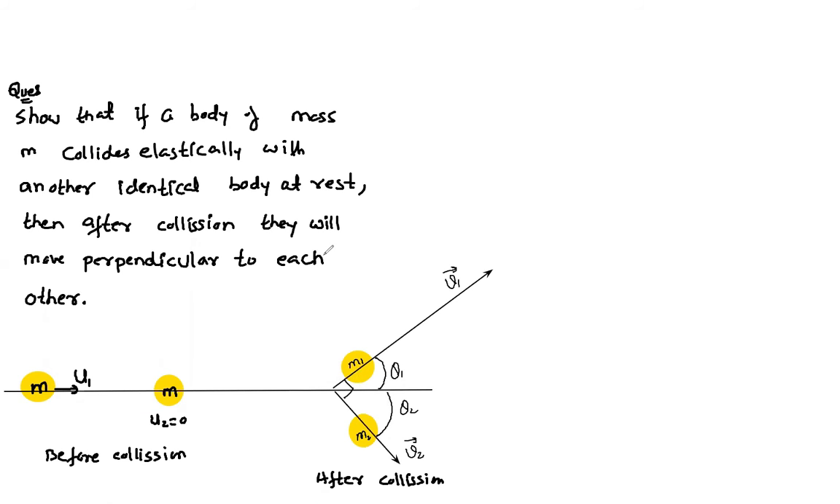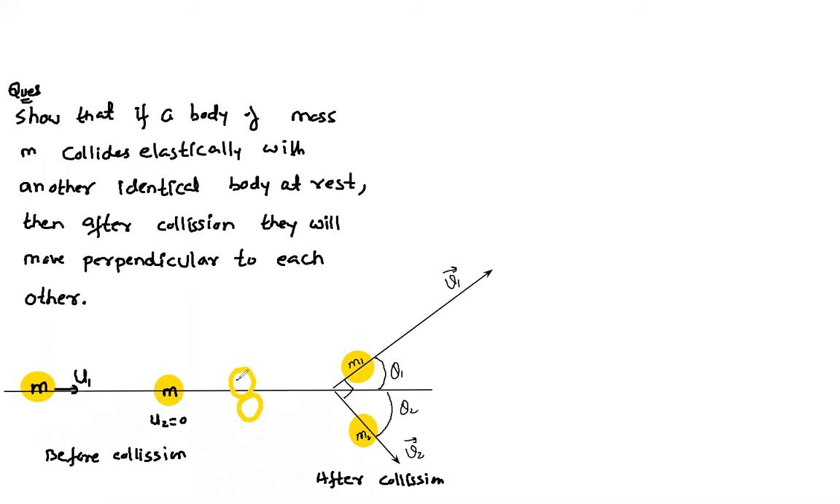And this is what actually happens if you collide two identical balls, one moving with a velocity u1, another at rest: after collision, they will move perpendicular to each other. But the collision should be an oblique collision. Oblique collision means if this is the first body and this is the second body, then the collision should be this way. It should not be head-on. It should be an oblique collision.